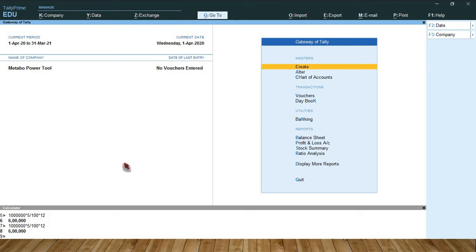Friends, today I will discuss how to create interest calculation in Tally Prime. Okay, so regarding this, today we will discuss. Friends, note down these notes for your reference.